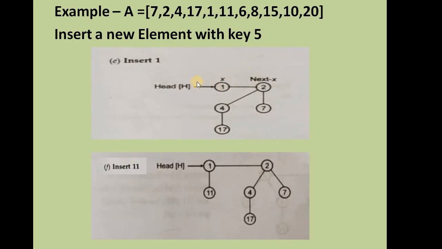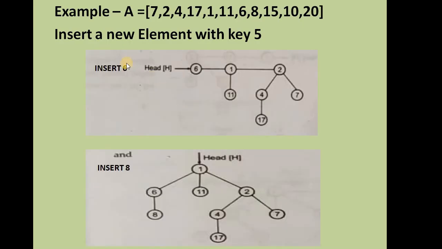Next is 11. Again, we'll create an 11. Then with that 11 and 1, property violation. These two same degree trees need to be merged together. The one with the lower key value will be the root and 11 will become the left child of this. So this is 1 and 11. Now no property violation. We can move ahead and insert 6.